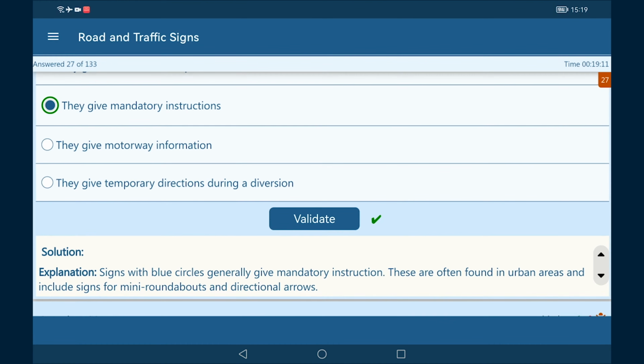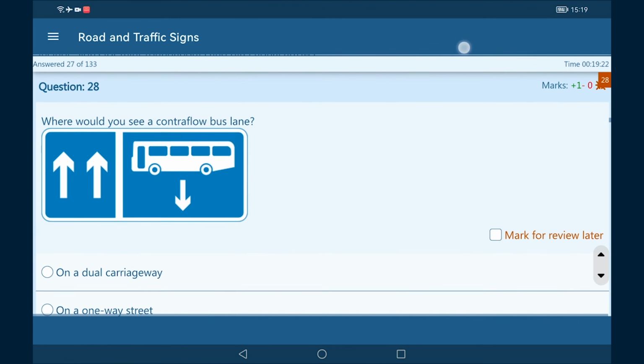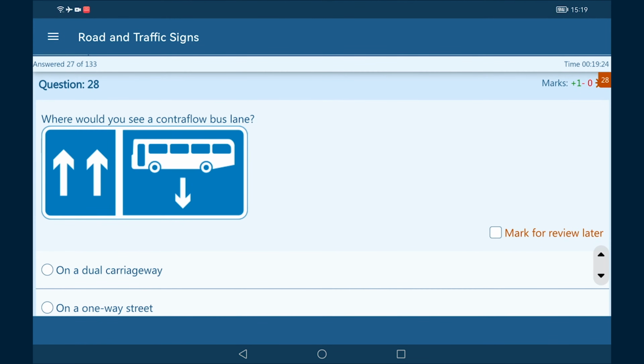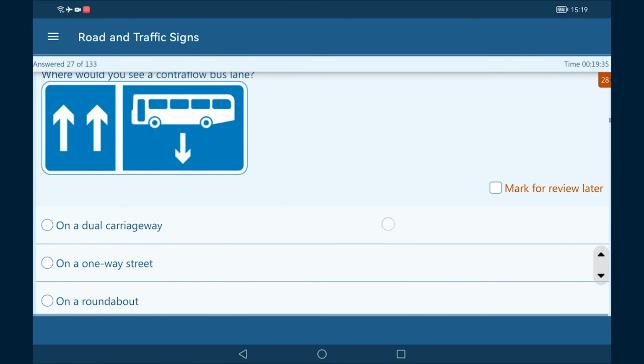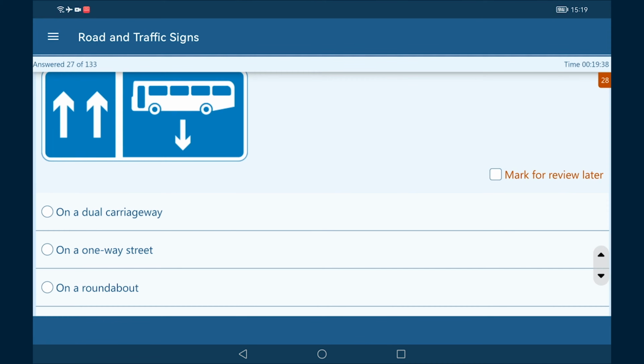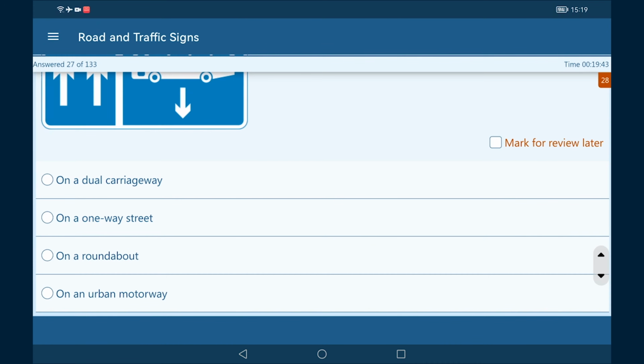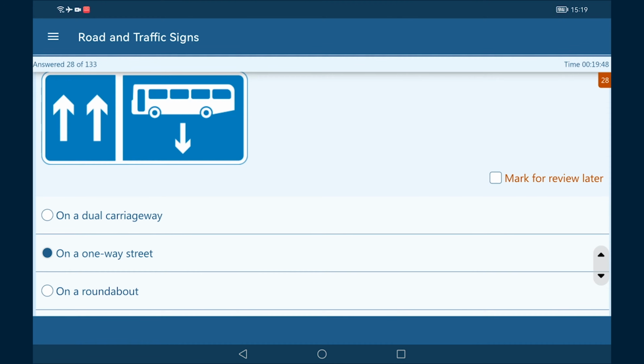Explanation. Signs with blue circles generally give mandatory instruction. These are often found in urban areas and include signs for mini roundabouts and directional arrows. Question 28. Where would you see a contraflow bus lane? Option 1. On a dual carriageway. Option 2. On a one-way street. Option 3. On a roundabout. Option 4. On an urban motorway. The correct answer is Option 2, that is, on a one-way street.